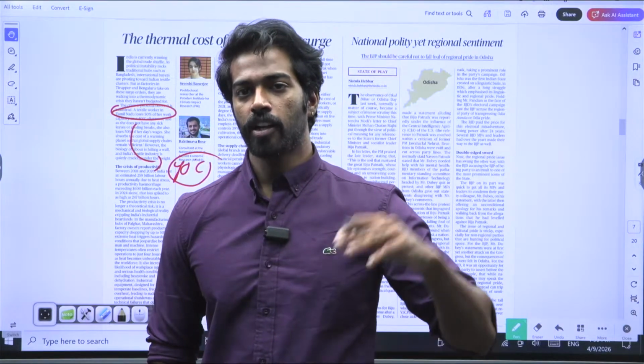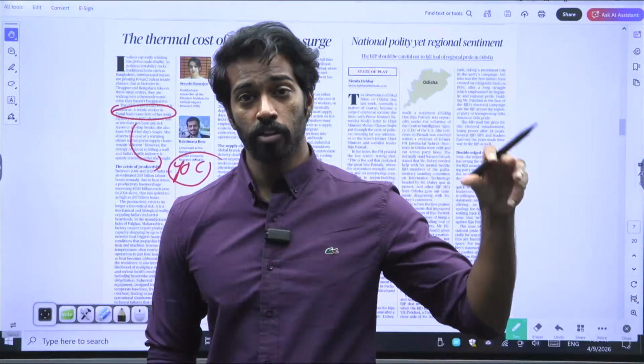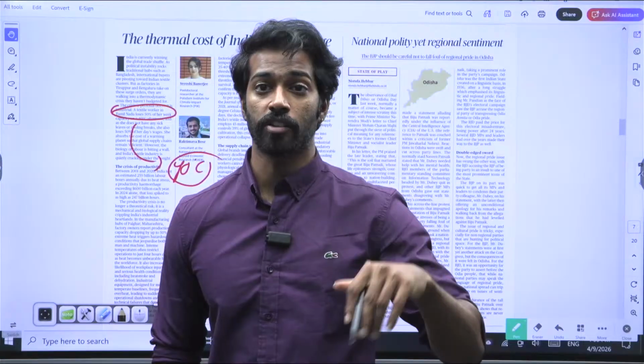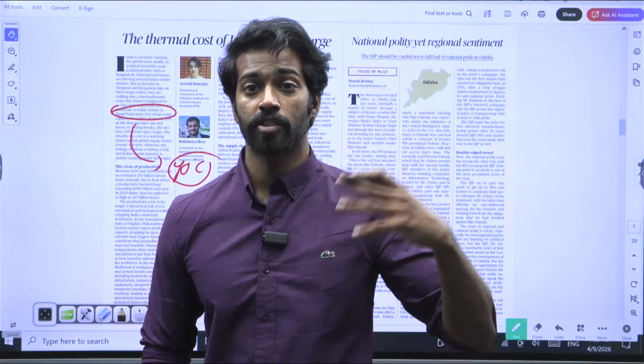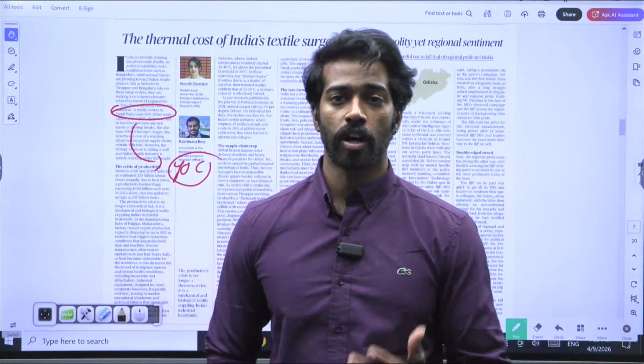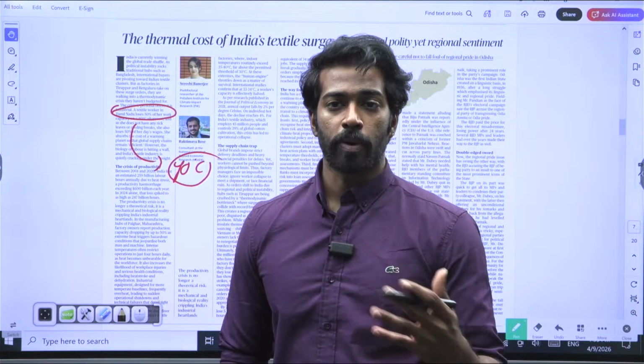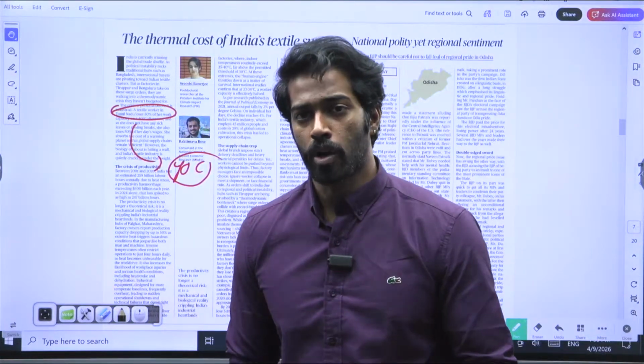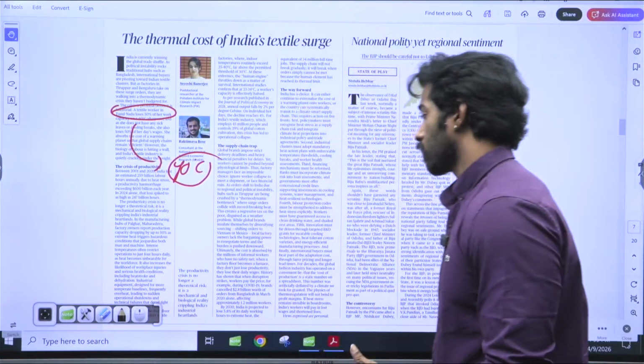So indirectly the worker is paying for the price of climate change that is done by major countries or companies that are present in India. Why does the worker have to pay for the price that is done by some X person or Y person, right? This is what the article is trying to say.